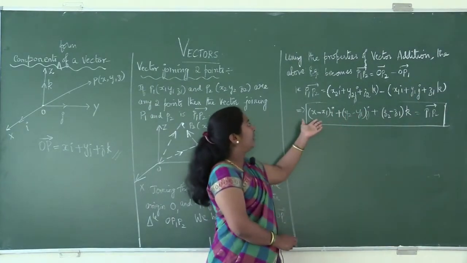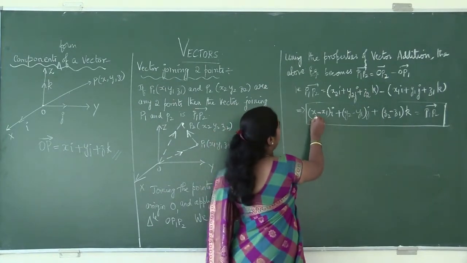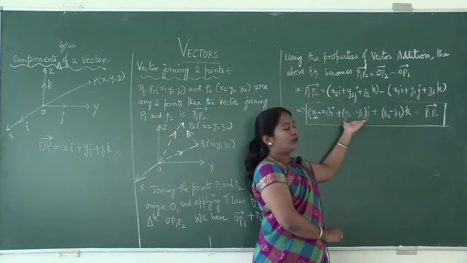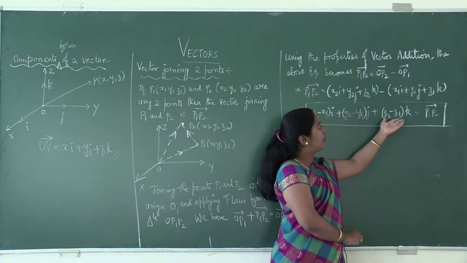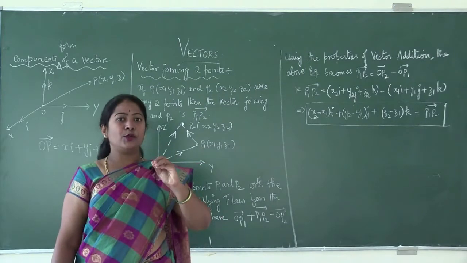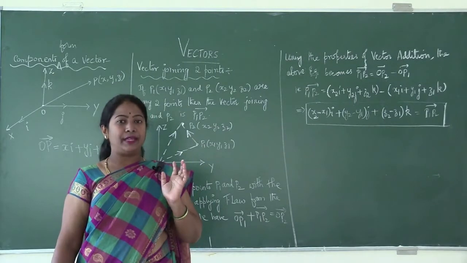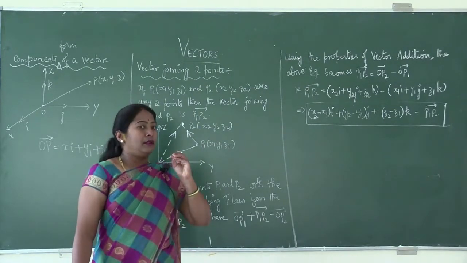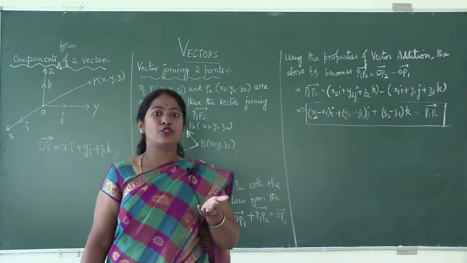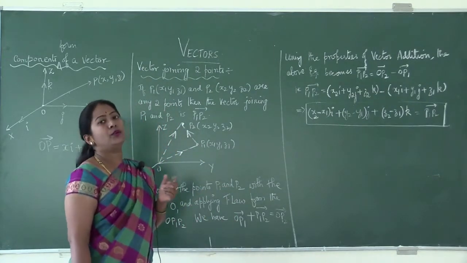Further simplifying, if I take out i as common, what do I get? x2 minus x1. Similarly, I can take out j as common and rewrite this as y2 minus y1, and k when I take out it is z2 minus z1, equal to what? Vector P1 P2. So vector joining 2 points, that is P1 and P2, is given by vector P1 P2, and it is defined as x2 minus x1 into i plus y2 minus y1 into j plus z2 minus z1 into k. This is all about vector joining 2 points.